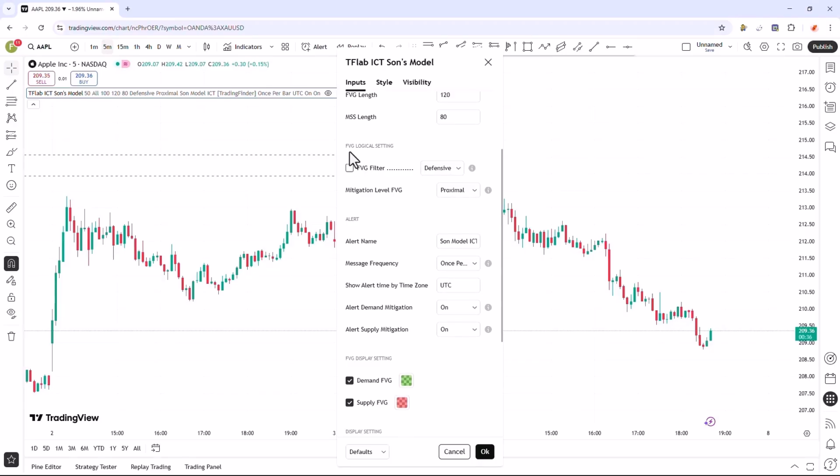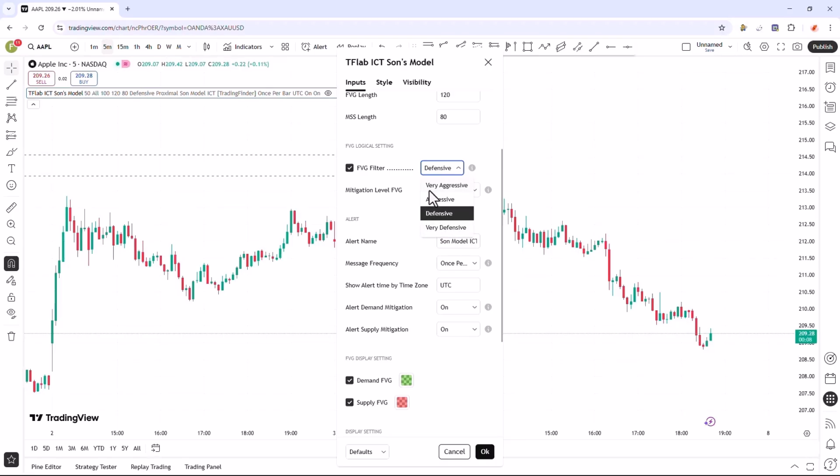In the next section, there are settings for identifying the FBG zone, where we can enable or disable a filter for detecting the FBG zone. If we enable this option, in this section we can choose from 4 modes for identifying the FBG zone: very aggressive, aggressive, defensive, and very defensive.